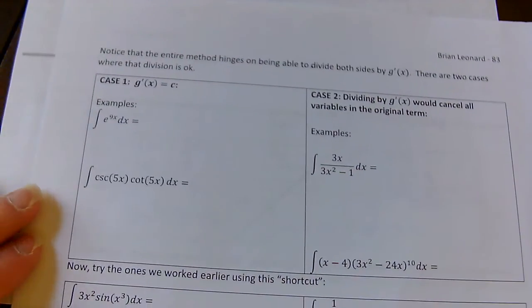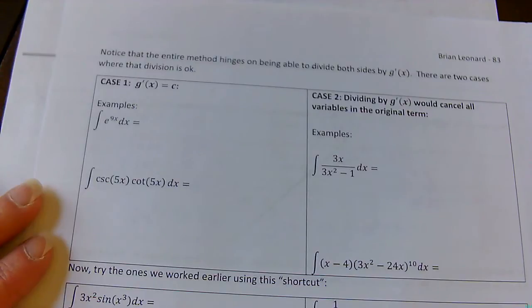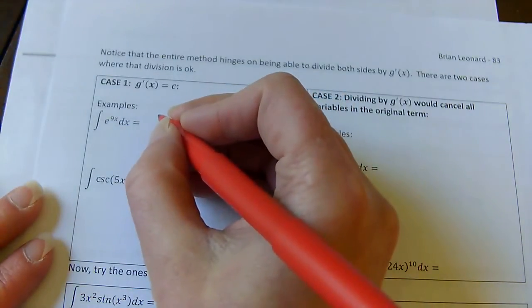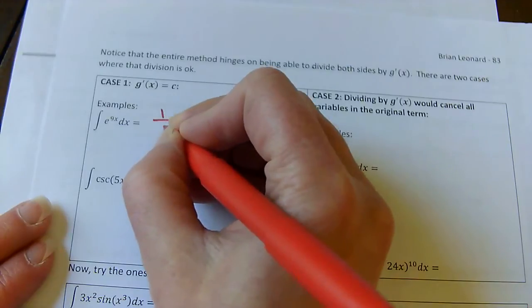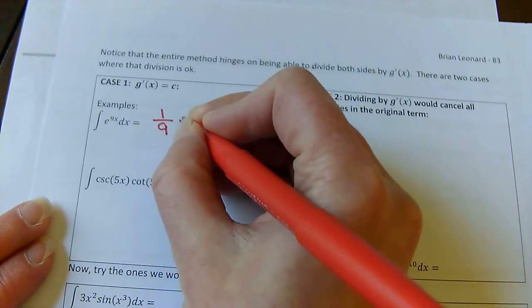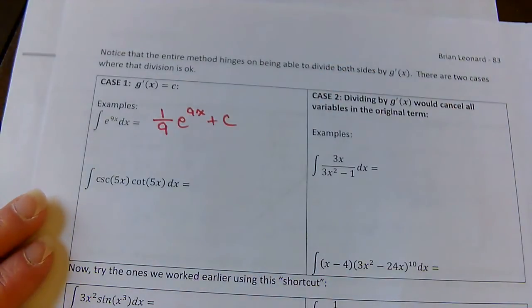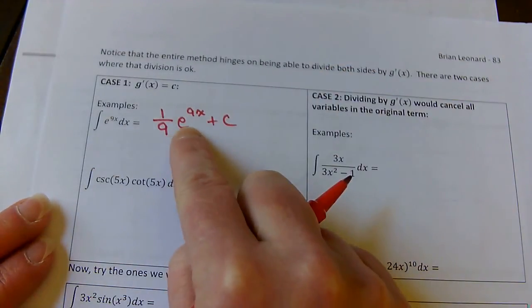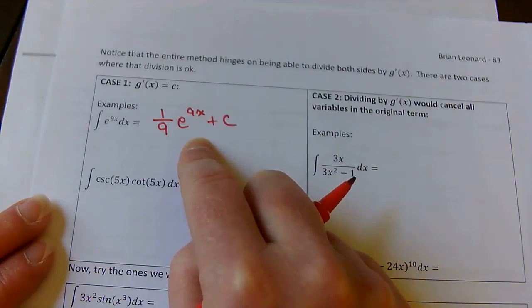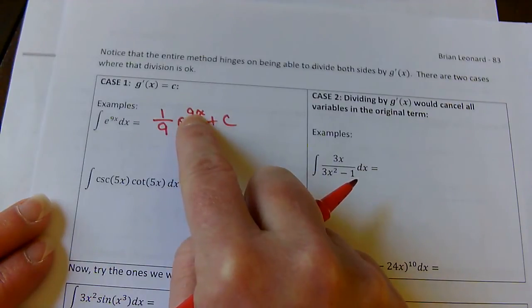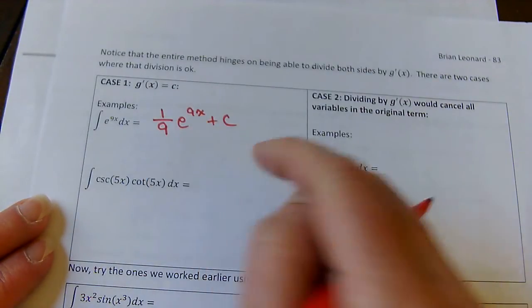So in the first example, the innermost function would be like 9x. Well, what's the derivative of 9x? Well, it's 9. So really, the antiderivative, I divide by that, so it'd be 1/9 e to the 9x plus c. Double check. The derivative of e to the 9x would just be e to the 9x times the derivative of 9x. So it works.